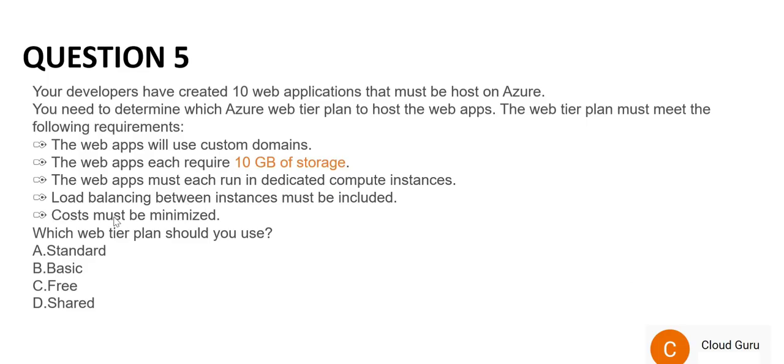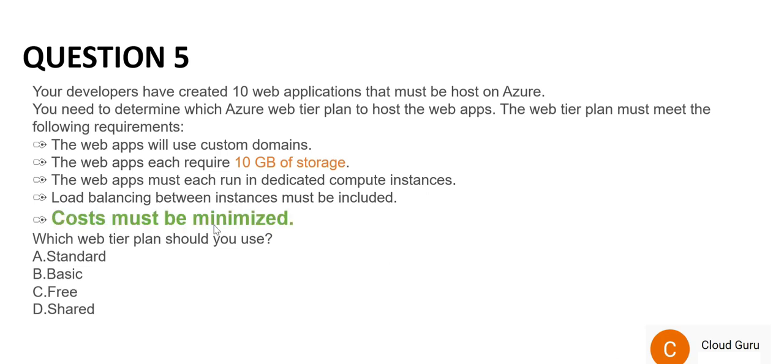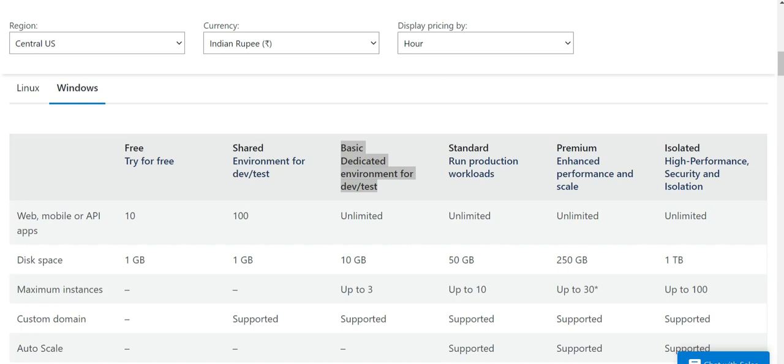Because cost must be minimized. Why am I saying cost? Because for 10 GB, I can very well go with standard, which has 50 GB. I want 10 GB, I can go with 50 GB also. I can go with 250 GB also. I can go with 1 terabyte also. But why will I do these three if I have to keep the cost to a minimum? That's why I will go with this.